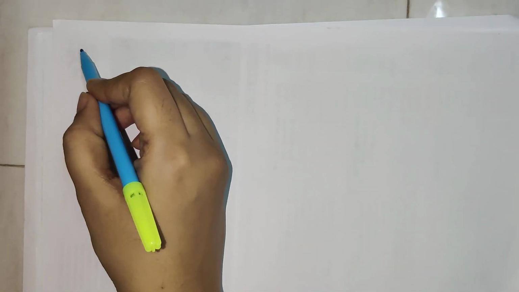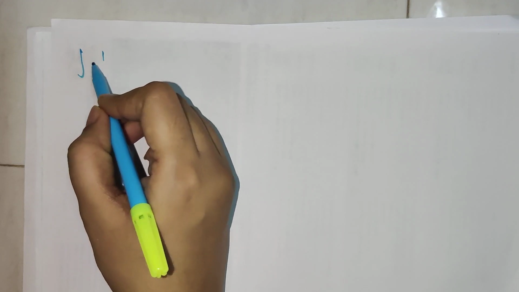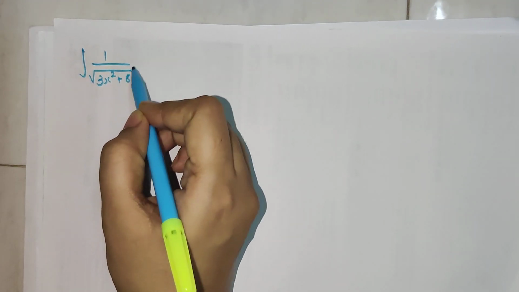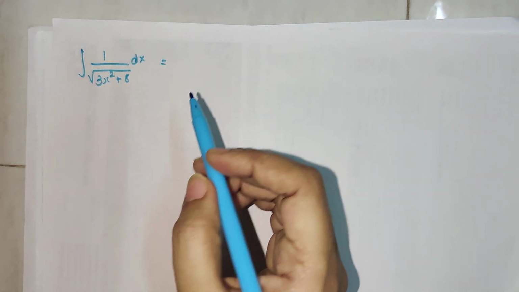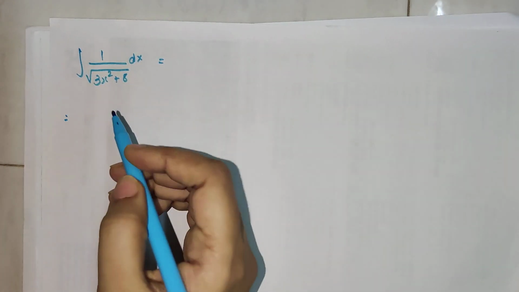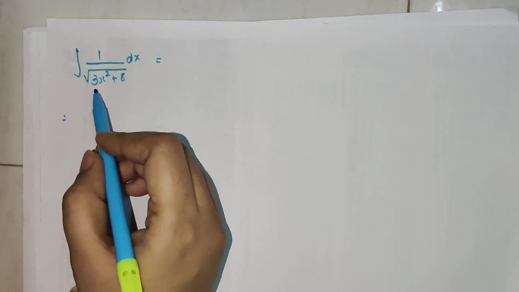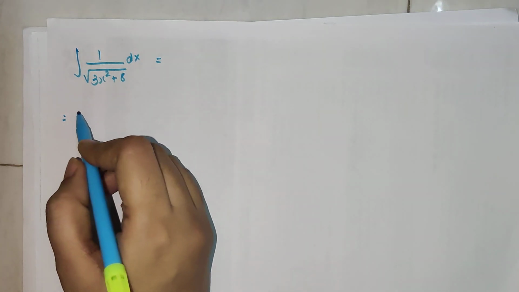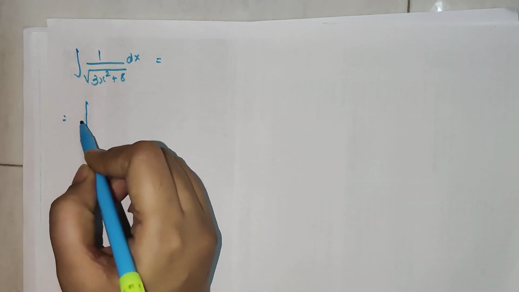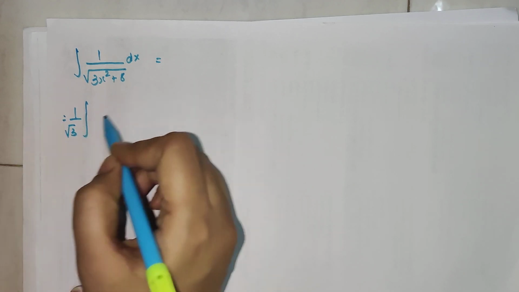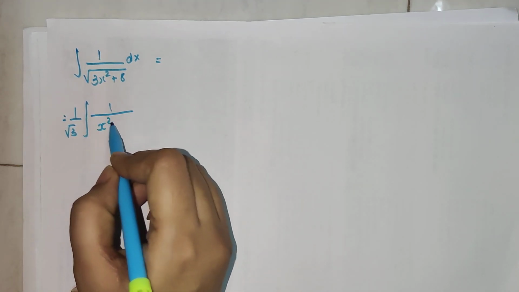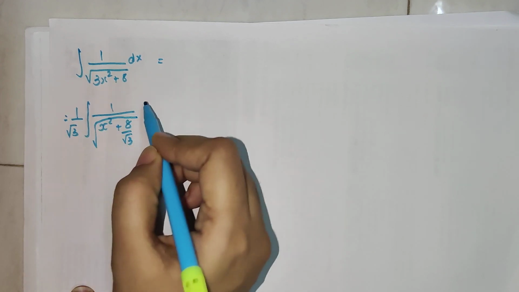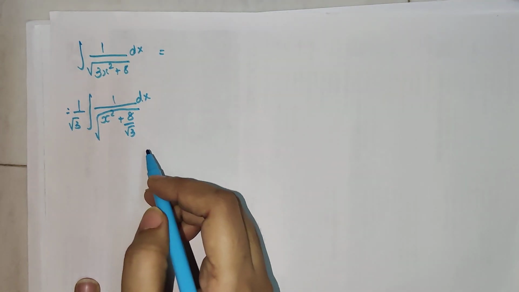Let's see what's the answer for integration of 1 upon root of 3x square plus 8 dx. Now understand, we'll just use it this side. So now understand that we'll need to make the coefficient of x square 1. So let's take root 3 outside. We'll have 1 upon x square plus 8 upon root 3, the whole thing under a root, okay?